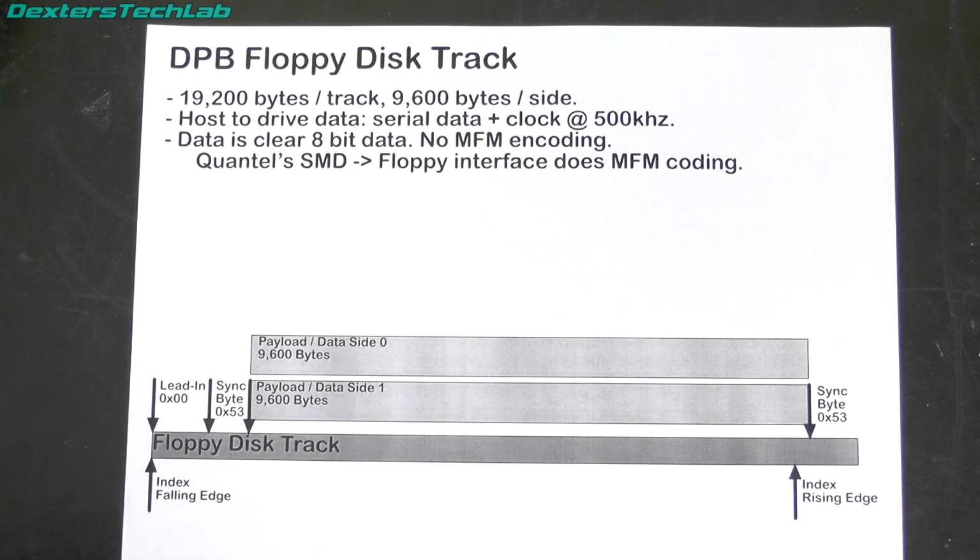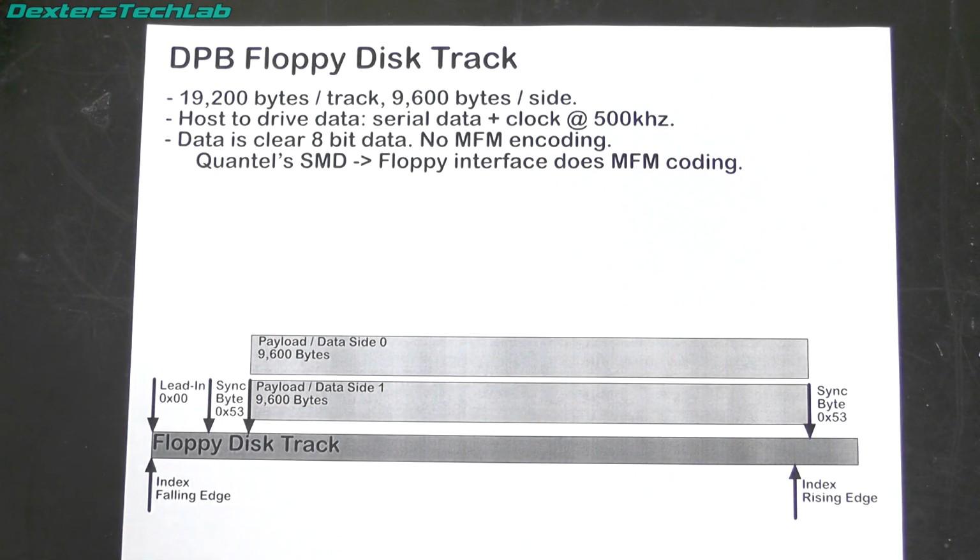So on the DPB floppy, we have a total of 19,200 bytes per track, and that's split over the two sides. So we have 9,600 bytes on each side of the floppy disk. The host to drive data is a single serial line which is clocked at 500 kilohertz. The data that is transferred between the DPB and the drive is clear 8-bit data. It's not MFM encoded by this point. The MFM encoding is done by the SMD to floppy interface board, which is located inside the floppy drive.